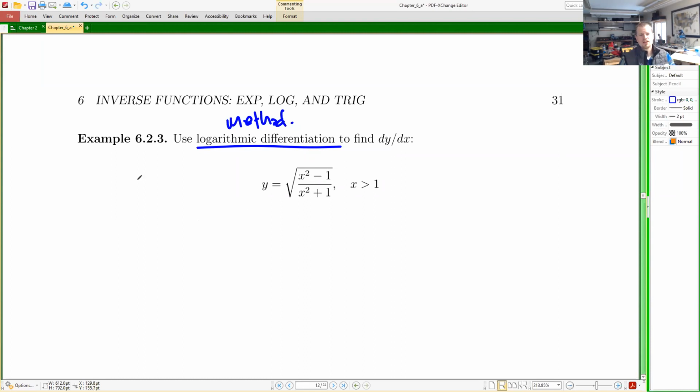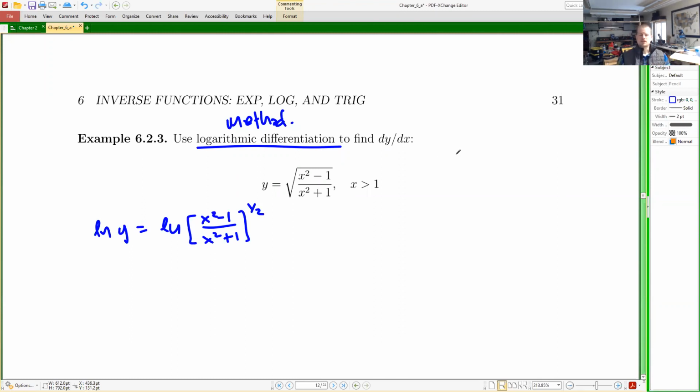So what we do is we actually help simplify things by taking the natural log of both sides. So we get that the natural log of y is equal to the natural log of, now I'm going to do a little bit of rewriting right at the beginning here. This is x squared minus 1 divided by x squared plus 1 raised to the 1/2 power. There we go.